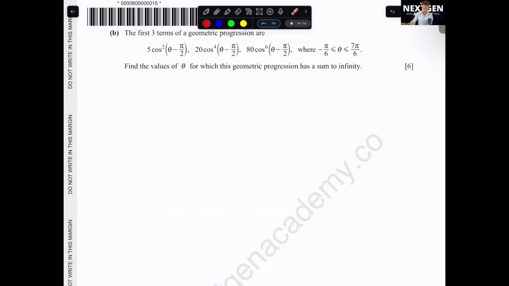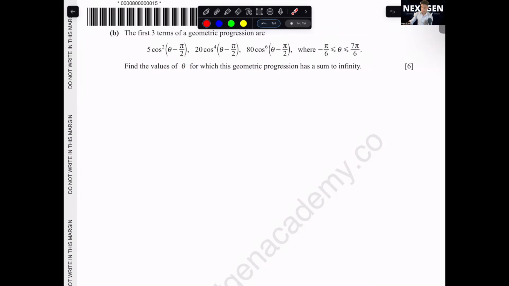Only the last part because of this section here, and then they say this sum to infinity. Okay, 6-mark question. So first 3 terms of the progression will be these 3 terms here, where theta is from negative pi over 6 to 7 pi over 6. Find the values of theta for which this geometric progression has a sum to infinity. Okay, has a sum to infinity.